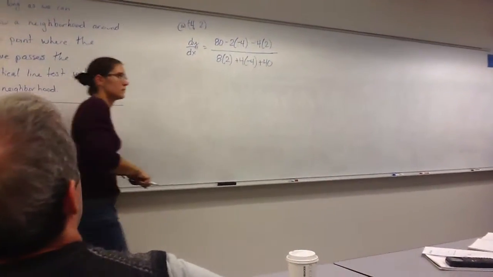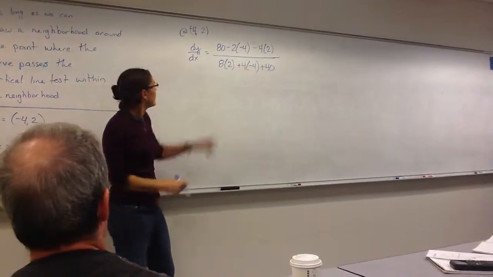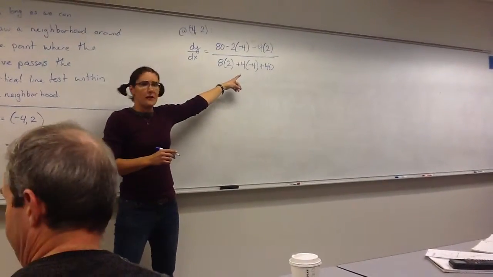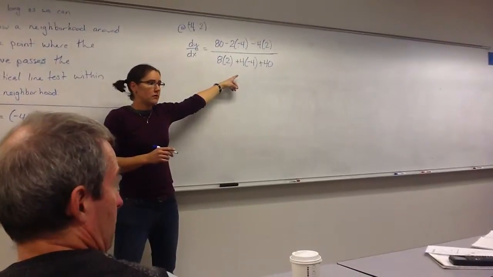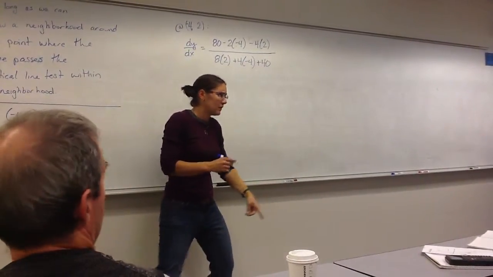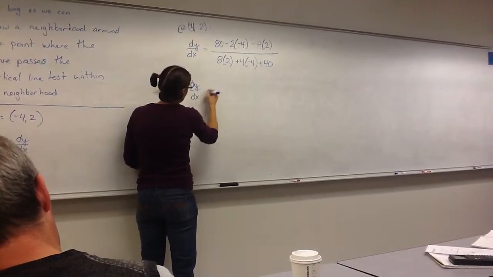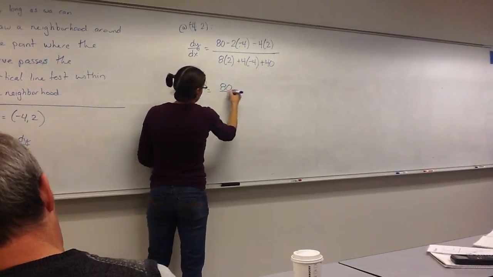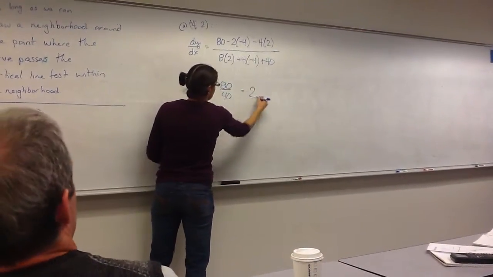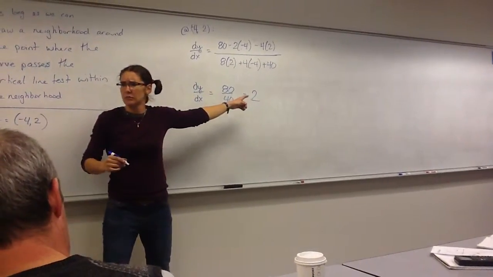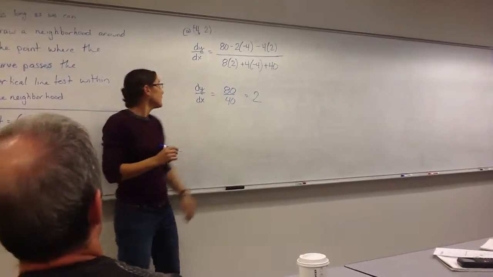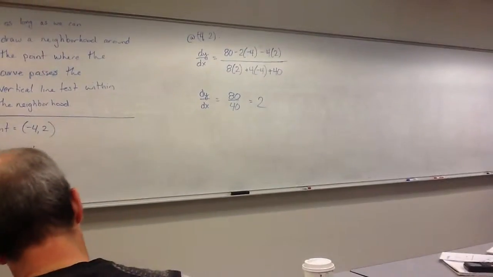All right. Has anybody gone ahead and calculated this value? What did you come up with? 80 over 40, which gives us 2. Do I have a second or a third on that value? Yep. So, great, our slope is 2.